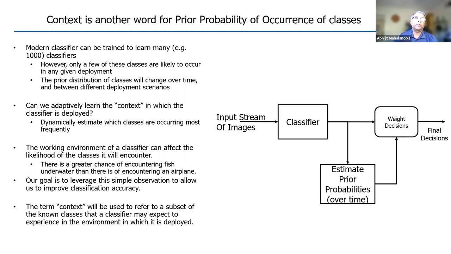So if you are deploying it in a situation where there truly are a lot of classes comparable to the total number of classes that has been trained on, then this method will not work. The premise is that the subset of classes it's encountering is relatively small or constrained by the environment or the application or the context, right? So in that sense, for the purposes of our talk, we are going to use context interchangeably with this idea of prior probability of occurrence of classes. So that's what we mean by context in this talk.